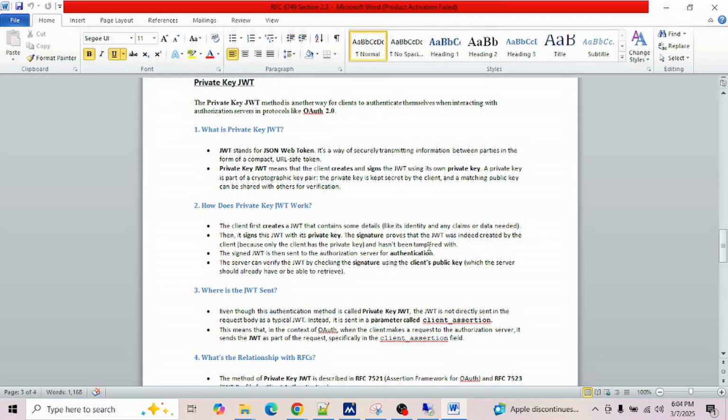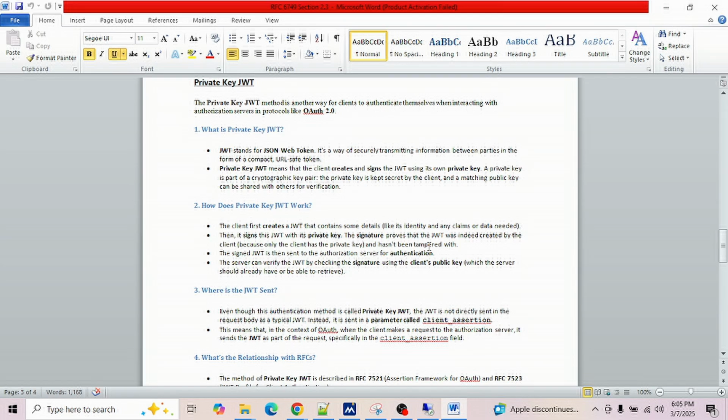A JSON Web Token is a way of securely transmitting information between parties in the form of a compact, URL-safe token. Private key JWT means that the client creates and signs the JSON Web Token using its own private key, and the private key is part of a cryptographic key pair. The private key is kept secret by the client, and a matching public key can be shared with others for verification. That means the client signs the JWT with the private key and shares the public key with the other party, the authorization server.